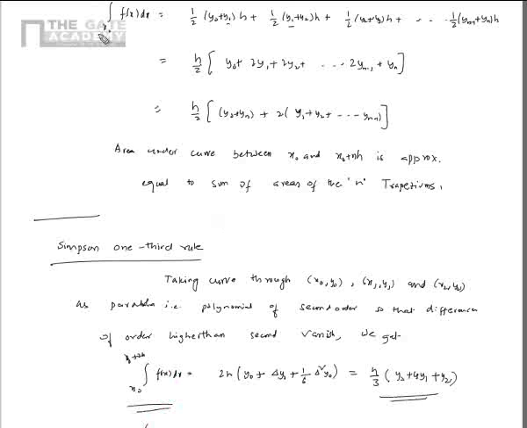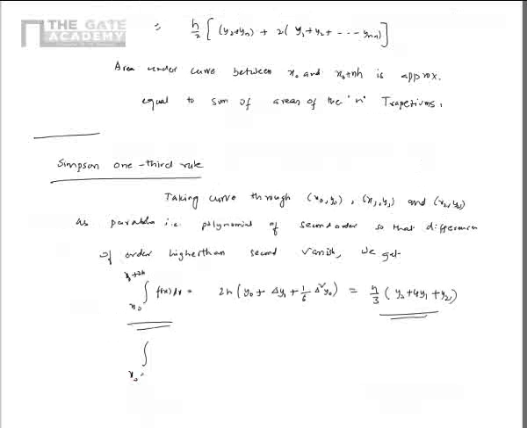Similarly, the integral from x0 plus 2h to x0 plus 4h of f of x dx will be h by 3 times y2 plus 4y3 plus y4. Similarly you have to do the rest. One thing you can notice here is that n has to be even, because you are taking two intervals at a time. So n has to be a multiple of 2. Okay, that is what one observes.